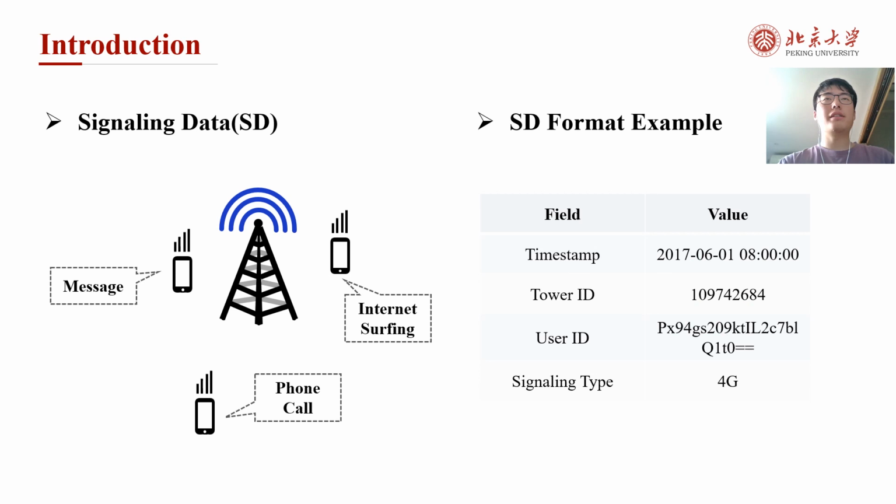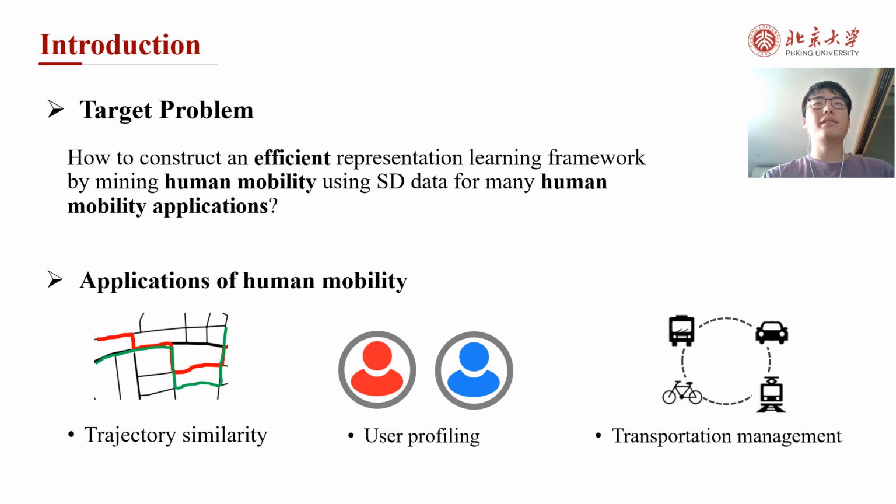With the extension of cellular networks and cell phones, SD become valuable spatio-temporal data. Signaling data are produced by the interactions between cell phones and cell towers, such as phone calls, messages, and internet surfing. In general, the data format of SD records contains timestamp, tower ID, user ID, anonymous ID, as well as the signaling type. On the one hand, cell phones have become a necessity for citizens. On the other hand, SD are recorded by all sorts of cellular activities that may happen any time.